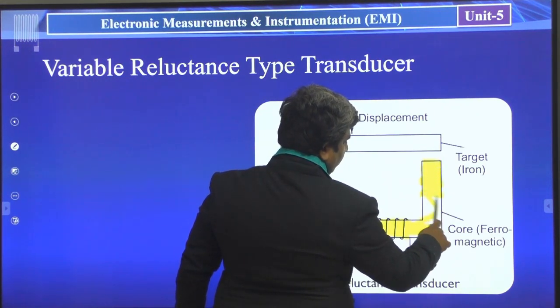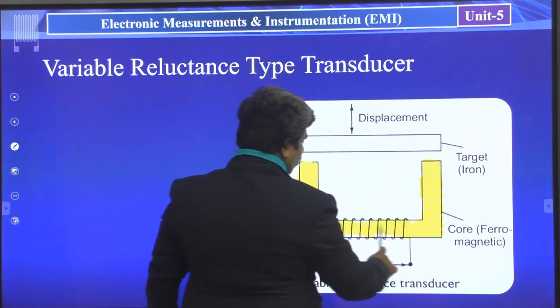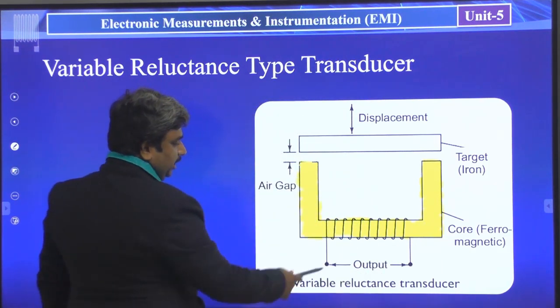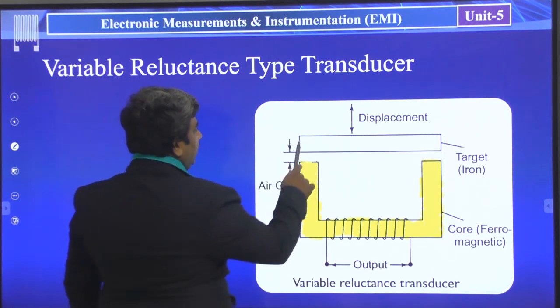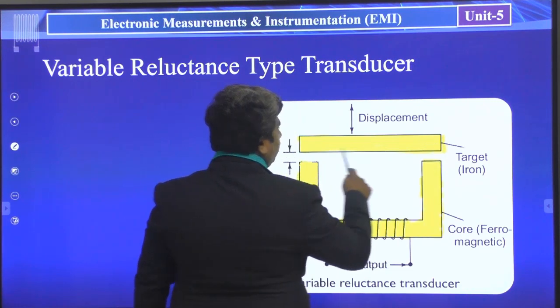So this is a ferromagnetic core. For this ferromagnetic core, the coils are turns here. These are the output turns. Here I have placed a target iron. This is an iron based target.